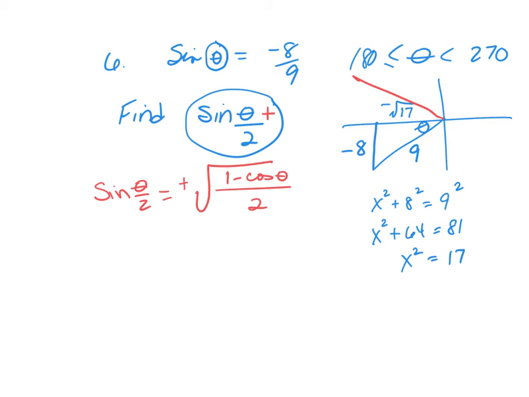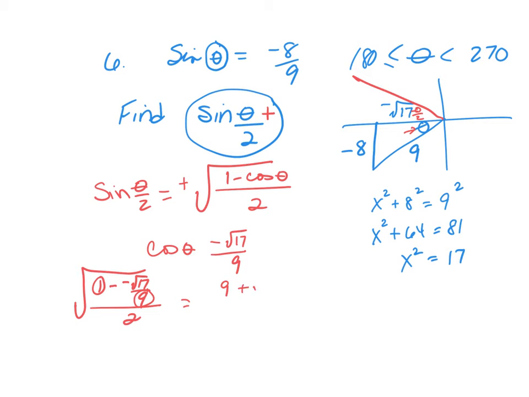Okay, so cosine of theta, if we look at this triangle, this is theta, this is theta over 2. So cosine of theta is negative root 17 over 9. So we put that in the formula, and that's going to be the square root of (1 minus negative root 17 over 9) all over 2. So this 1, we have to find a common denominator with the 9. So it's going to be 9 plus root 17 over 9, all over 2, all under the radical.